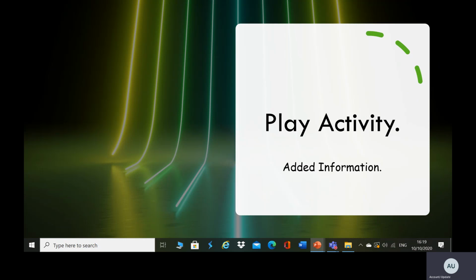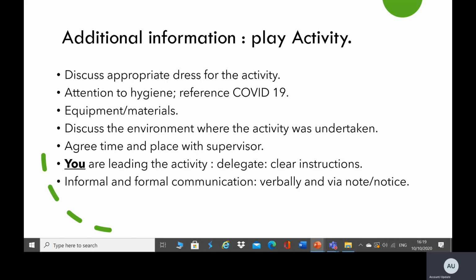The first slide I'm putting up now is the play activity added information slide. And you add this into your play activity that you have undertaken or you are undertaking. Now, the first item on top is discuss appropriate dress for the activity. That would involve, if you were taking them outdoors and they had to put on wellies and coats and hats, that you would either help the children dress or you would ask one of your co-workers to assist the children.